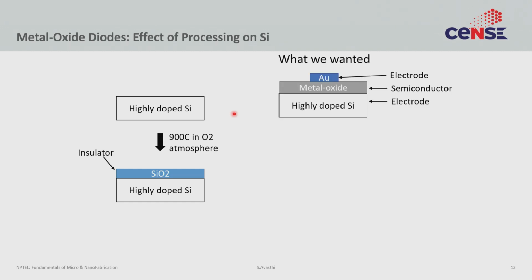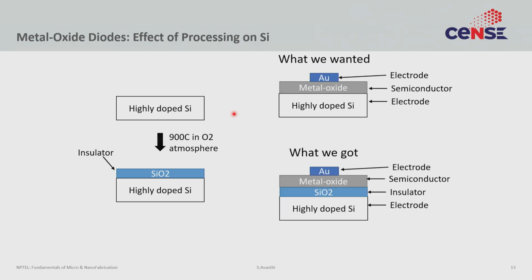So what he wanted was a device structure that looked like this, but what the student got was a device structure that looked like gold, metal oxide, silicon dioxide, and silicon. So it doesn't matter whether the metal oxide is conductive or not. The IV characteristic is completely decided by the insulator that has been added in this structure, simply because of the way we did the processing.